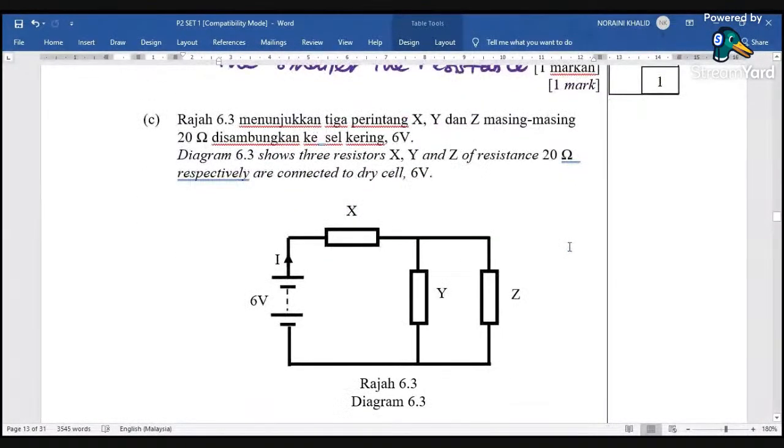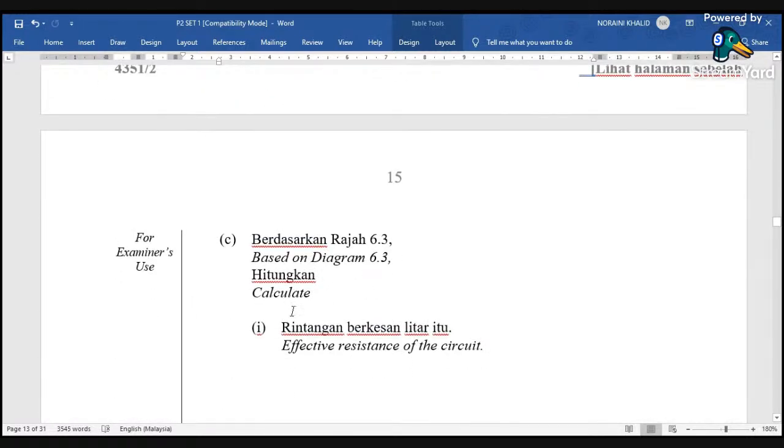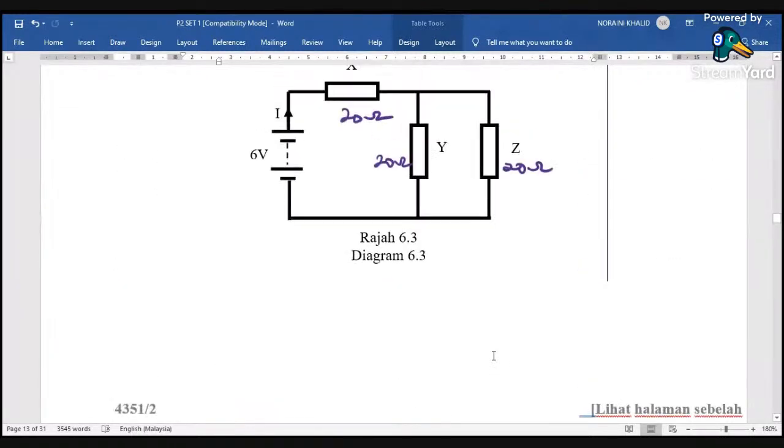Okay, part C. Diagram 6.3 shows 3 resistors X, Y, Z of resistance 20 ohm. Okay, means they are identical, 20 ohm, 20 ohm, 20 ohm. Total voltage 6 volt. Based on the diagram, calculate the effective resistance of the circuit.